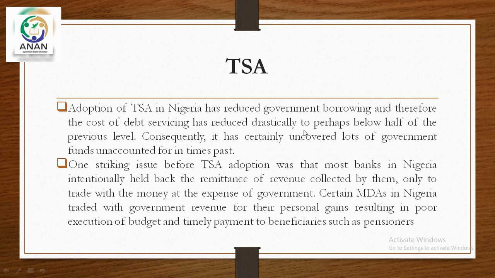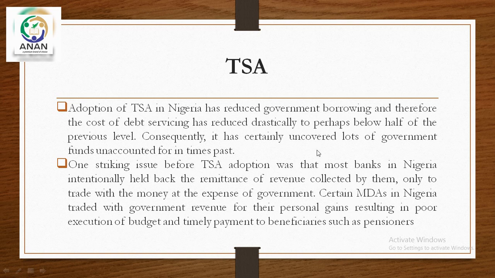Consequently, it has certainly uncovered loss of government funds unaccounted for in times past. One striking issue before TSA adoption was that most banks in Nigeria intentionally held back the remittance of revenue collected by them, only to trade with the money at the expense of the government. Certain MDAs in Nigeria traded with government revenue for their personal gains, resulting in poor execution of budget and untimely payments to beneficiaries such as pensioners.